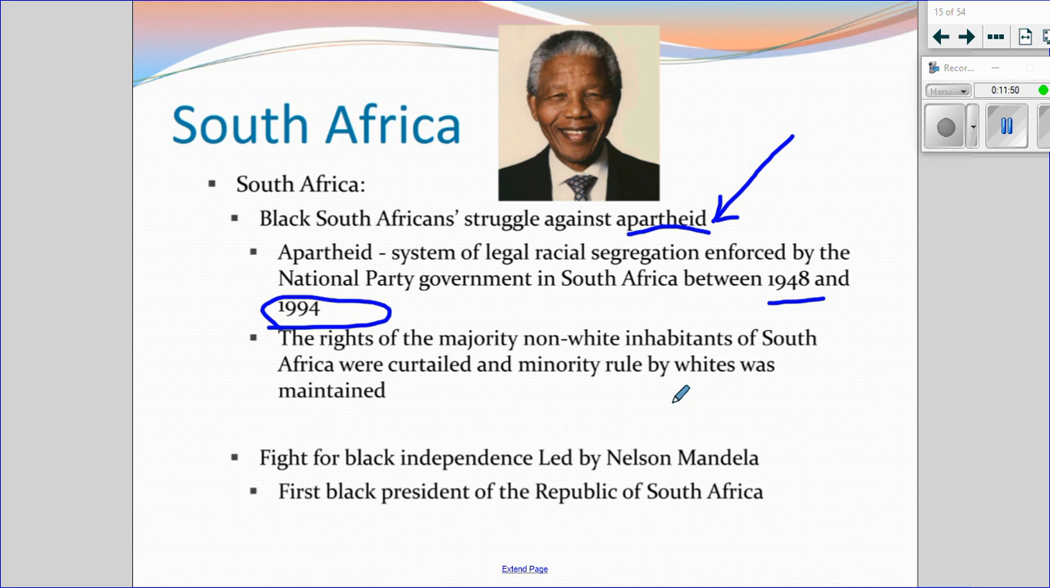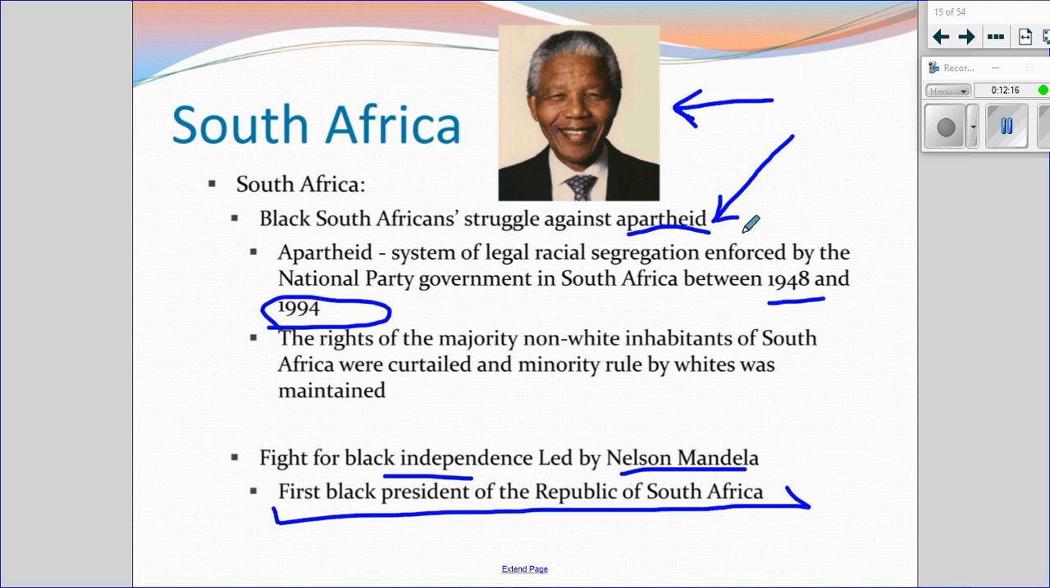They were treated like the elite, whereas black South Africans were treated like second-class citizens. So under the leadership of Nelson Mandela, they fought for independence and an end to apartheid, and eventually succeeded. Nelson Mandela ends up becoming the first black president of the Republic of South Africa, and becomes one of the world's greatest civil rights leaders, right up there with Gandhi and King.